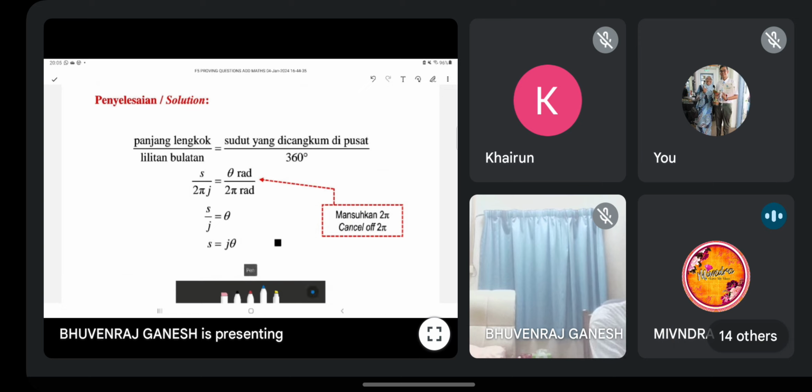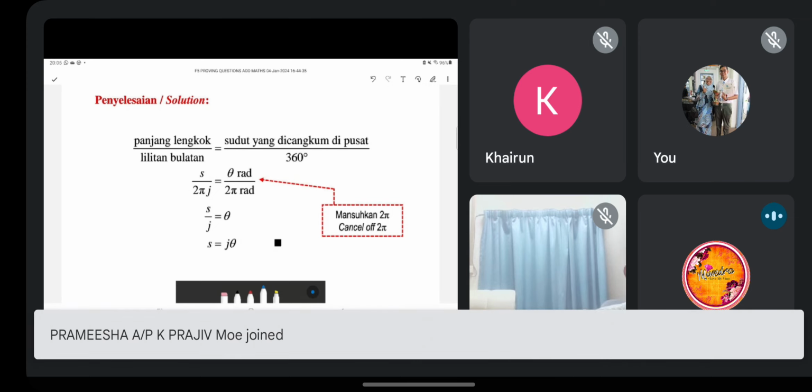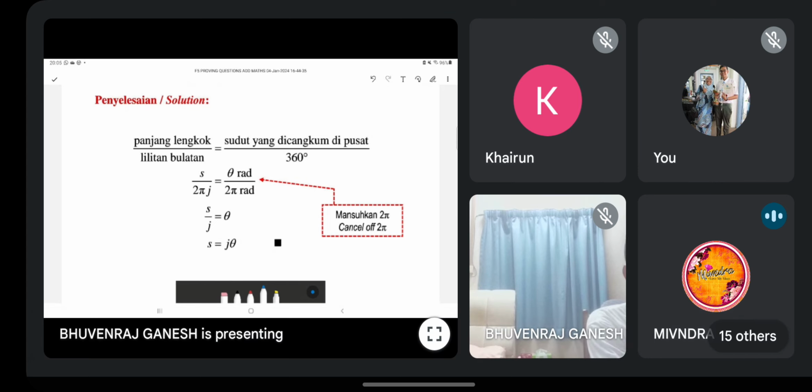Lepas tu kat situ panjang lengkok bahagi dengan lilitan bulatan iaitu 2 pi j sama dengan sudut yang dicangkum, iaitu sudut lengkok tu iaitu theta per 360. 360 kita tukar jadi radian sebab at maths rumus ni kita guna dalam radian, tak boleh guna darjah. So S per 2 pi j sama dengan theta radian per 2 pi radian. Kita boleh darab 2 pi untuk nak hapuskan 2 pi tu. Lepas tu dapat S per j sama dengan theta. Lepas tu kita pindah dapatlah S sama dengan j theta.